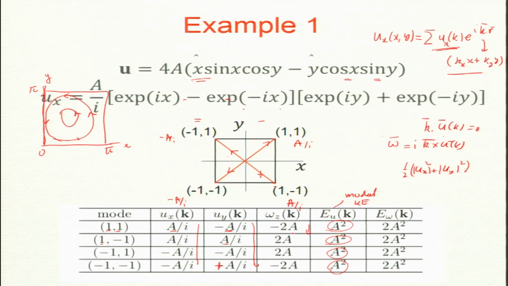Omega will be just the same. So, basically this is modal enstrophy, which is half mod omega k squared. Okay. Now, omega is a vector, but it has only one component. So, you can just take the mod of this, which is 4a squared divided by 2, which is 2a squared. Okay. So, this is how we compute for each mode. Now, this looks trivial, but you should be able to do this for any configuration, and right now I have only four modes, but we will have more.